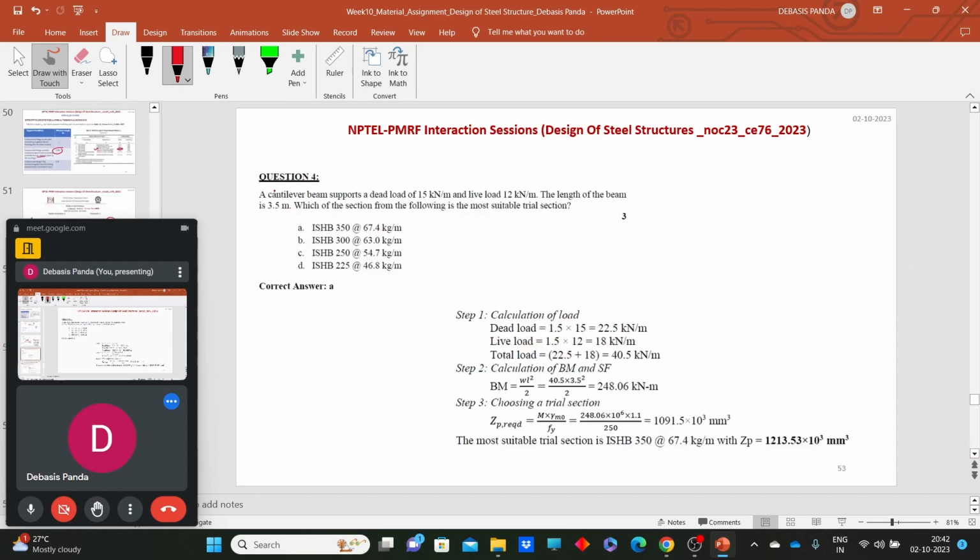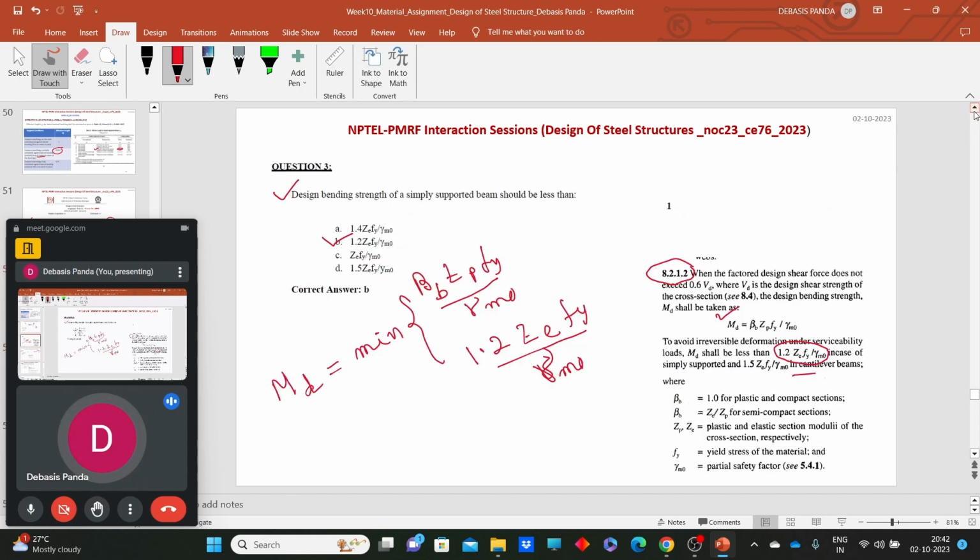Now, question number 4 says a cantilever beam supports a dead load of 15 kilonewton per meter and a live load of 12 kilonewton per meter. The length of the beam is given as 3.5 meter. Which of the following sections is the most suitable section for the trial section? Okay. So we need to calculate Zp required. That will be equal to nothing but M into gamma m0 by fy.